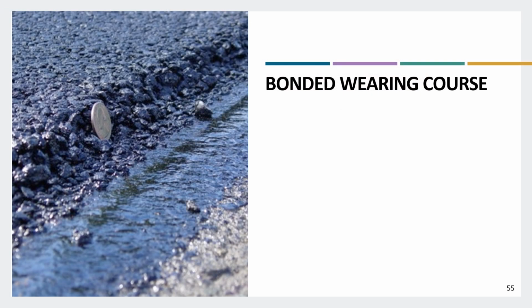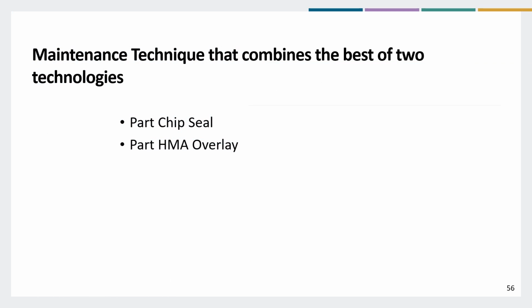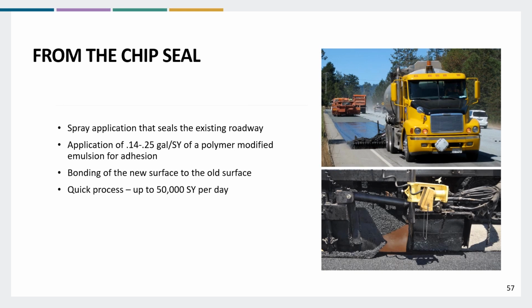Bonded wearing course. What is bonded wearing course? It's a maintenance technique that combines the best of two technologies. It's part chip seal and part hot mix overlay. From the chip seal, the specialized spray paver applies 0.4 to 0.5 of a gallon a square yard of polymer modified emulsion for adhesion, bonding the new surface to the old surface.